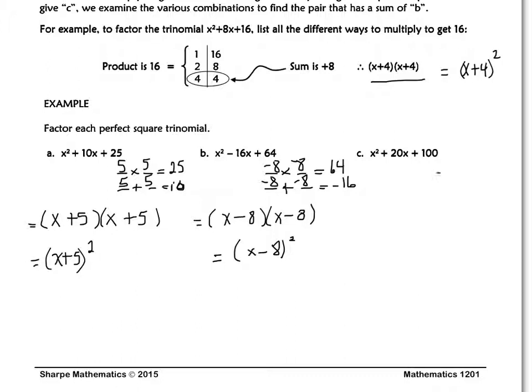And the last one, you'd be looking for two numbers which multiply to give you 100 and add to give you 20. That would be 10 and 10. So again, the same two numbers, and the factors would be x plus 10 and x plus 10, or x plus 10 all squared.